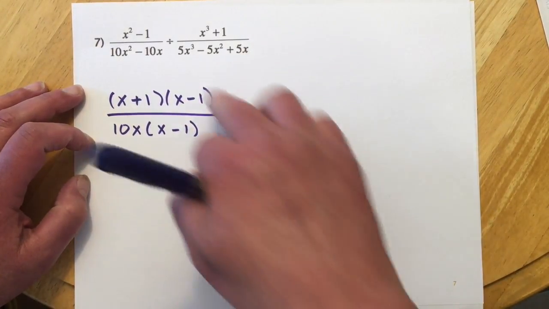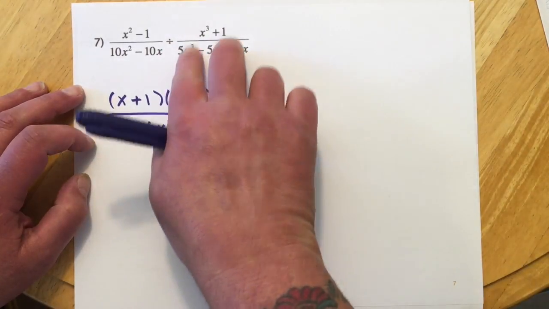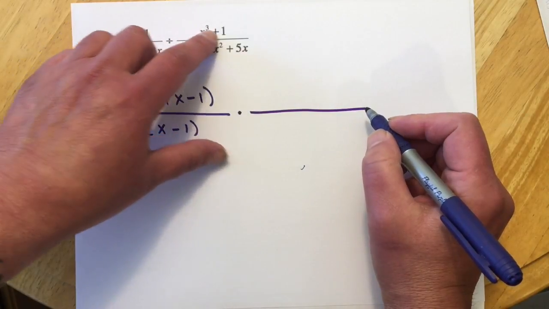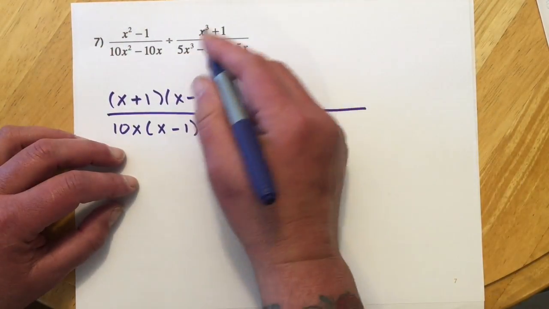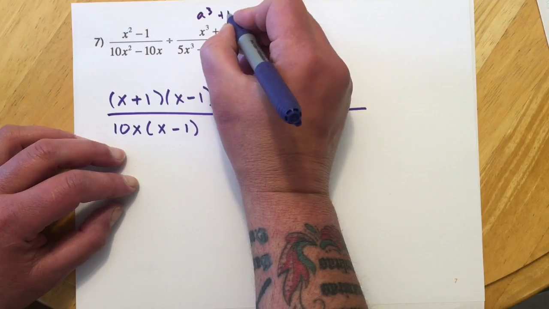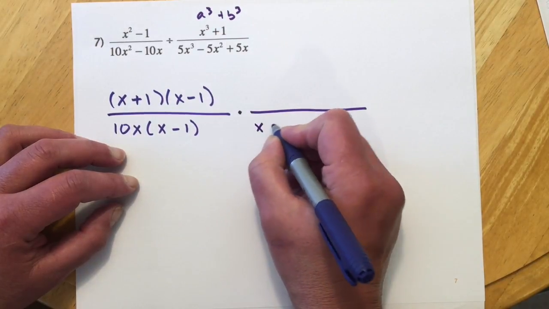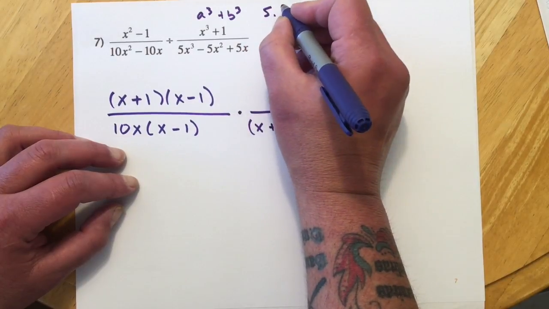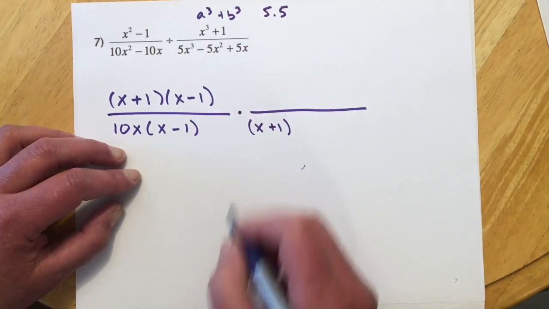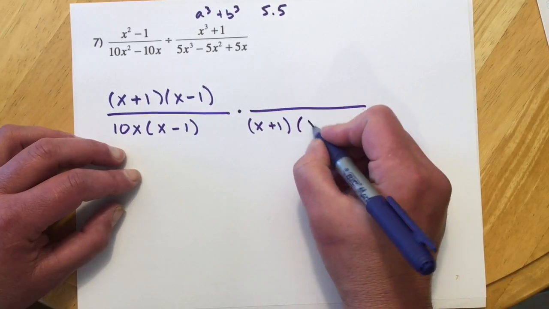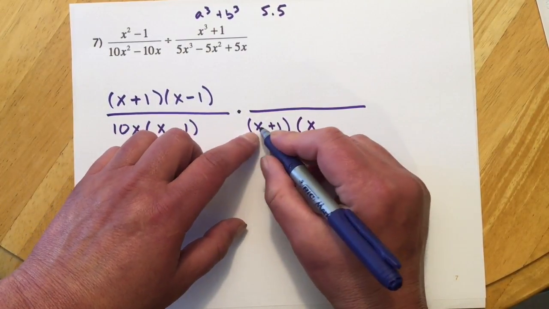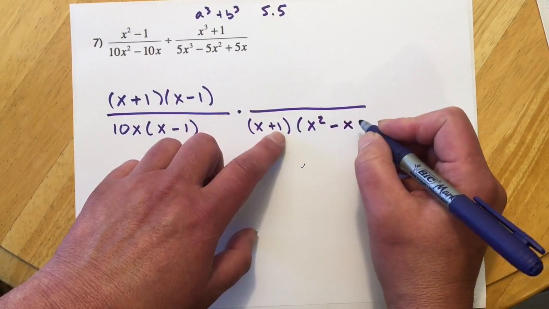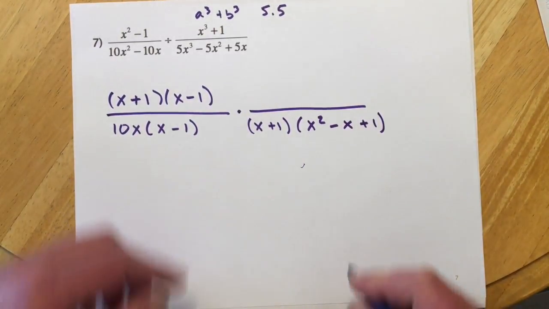So I'm going to rewrite this as a multiply instead of a divide, so that makes this come upstairs and this will be downstairs. So I'll start with the x cubed plus 1. That is a sum of cubes. That's that a cubed plus b cubed formula. So that's going to look like x plus 1. And this was section 5.5, if you need to review that at all. And so we go x plus 1, x times x for x squared, x times 1 for x, opposite sign, 1 times 1 for 1 right there.